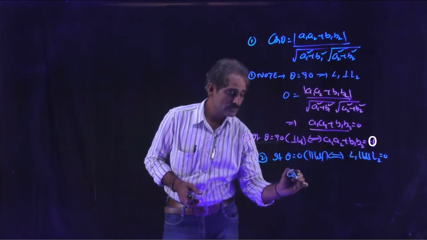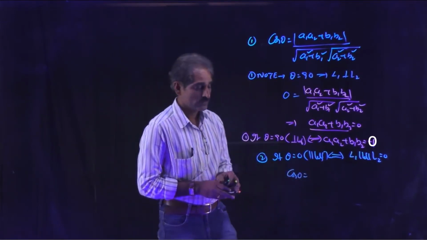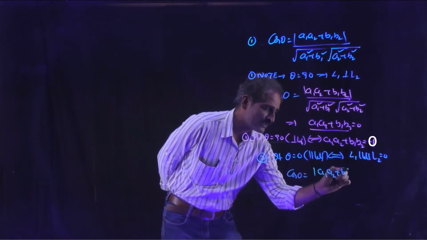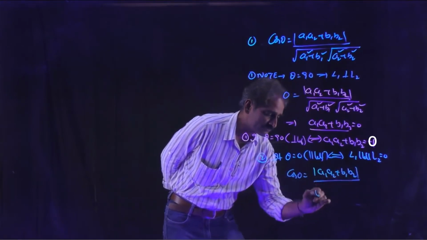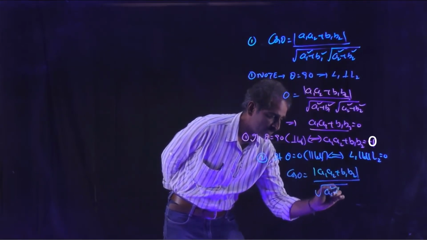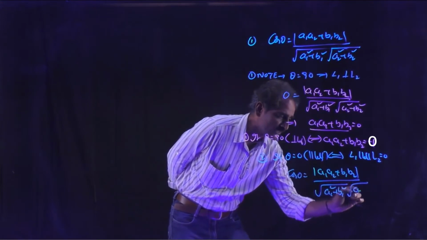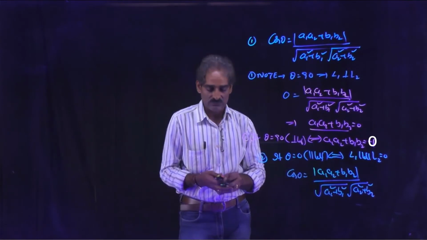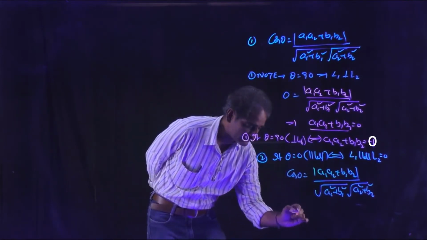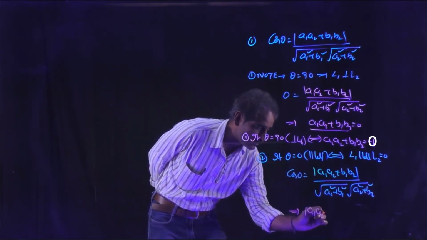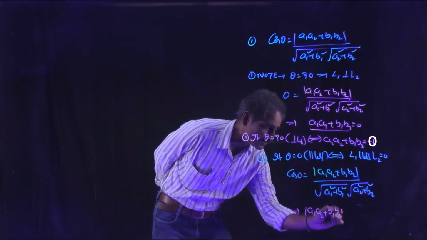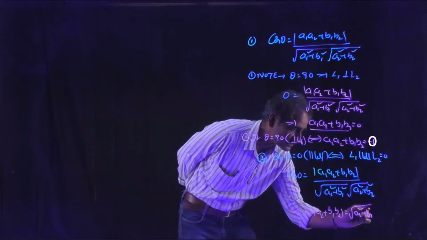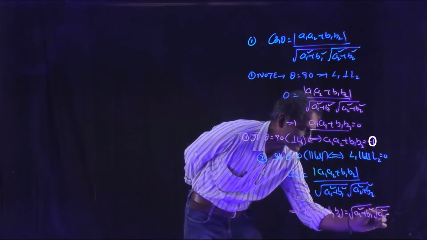Cos 0 is equal to (A1 A2 plus B1 B2) by (square root of A1 square plus B1 square) into (square root of A2 square plus B2 square). What will happen? Cos 0 is equal to 1. From this we can write A1 A2 plus B1 B2 is equal to root of A1 square plus B1 square into square root of A2 square plus B2 square.